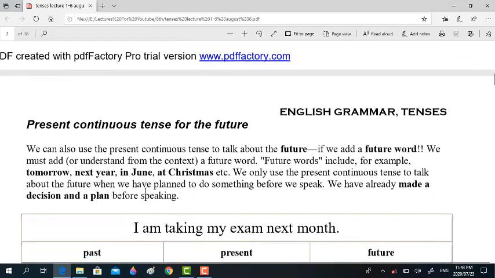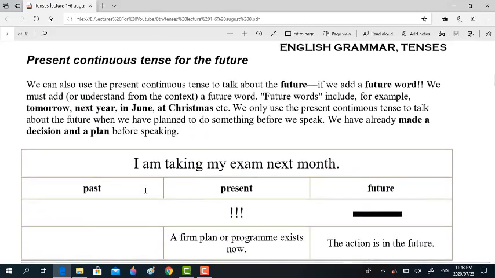Present continuous tense for the future. How present progressive tense shows the action in the future. We can also use the present continuous tense to talk about the future. If we add a future word, we must add or understand from the context a future word.